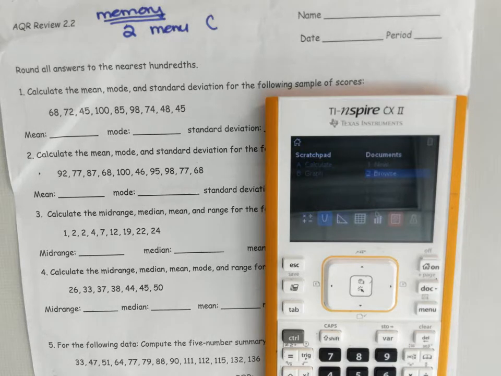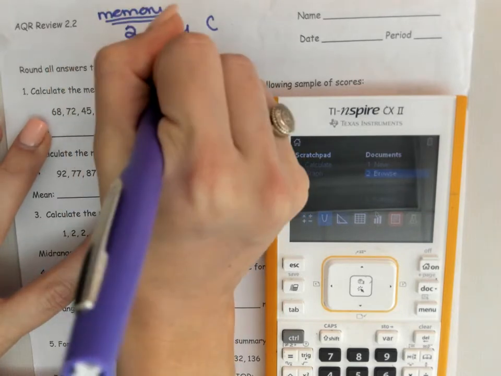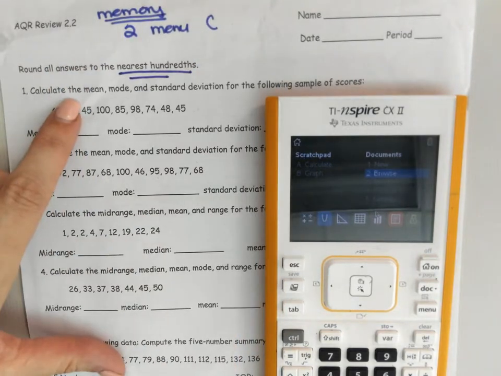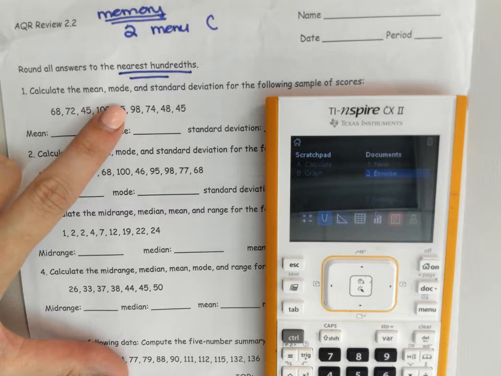So round all answers to the nearest hundredth. So we are taking everything to 2 decimal places. Calculate the mean, mode, and standard deviation for the following sample of scores.